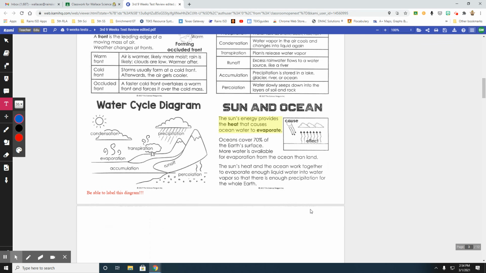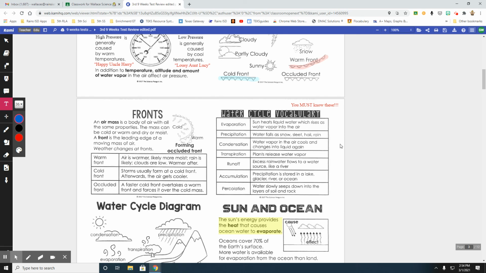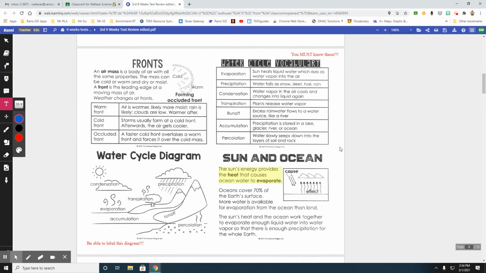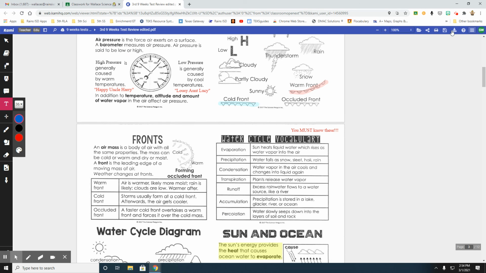Okay, so if you have any questions about weather or climate or water cycle, please make sure that you talk to your teacher and seek out clarification, and make sure that you review over these slides.